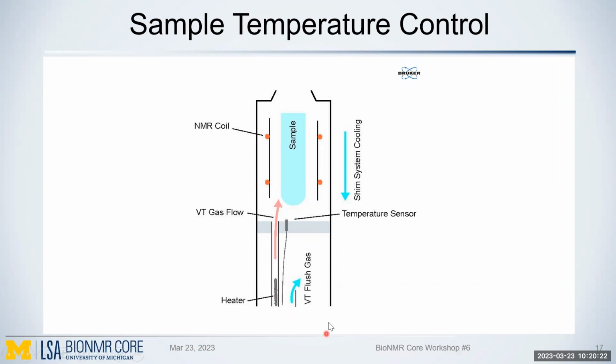And we always want to provide this flush gas. This flush gas is used to prevent damage to your probe. When you are doing heating experiments, it can prevent overheating, and if you are trying to cool your sample, it will prevent icing. So that's how your sample is cooled.